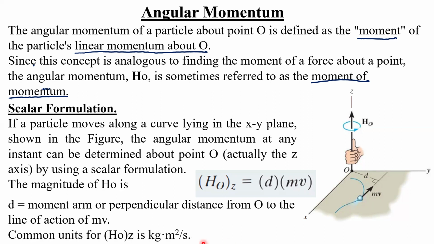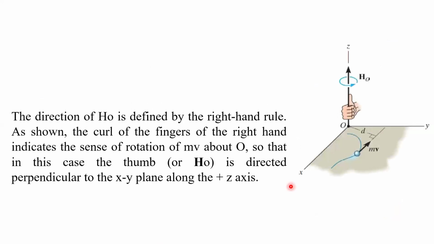So common units for angular momentum about z is kilogram meter square per second. D is measured in meters. V is meter per second. So that will give you meter square per second. And mass is in kg.